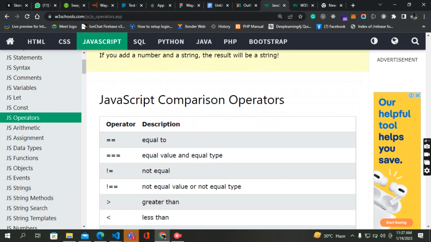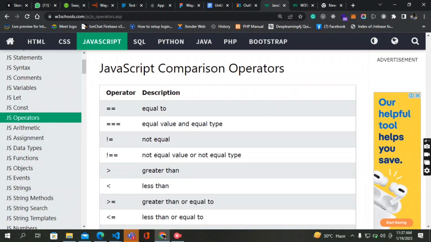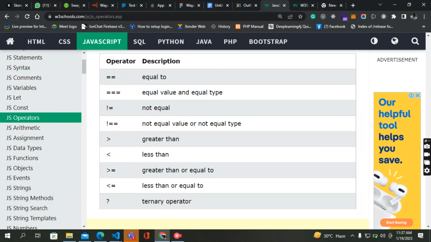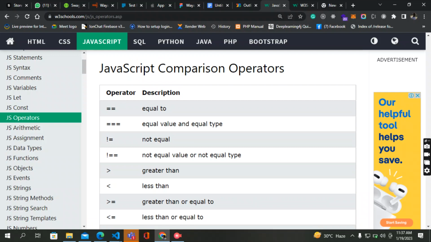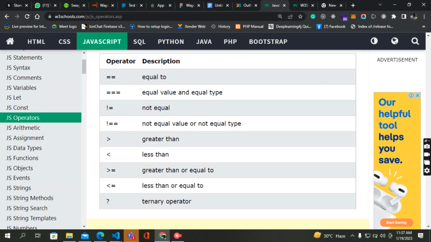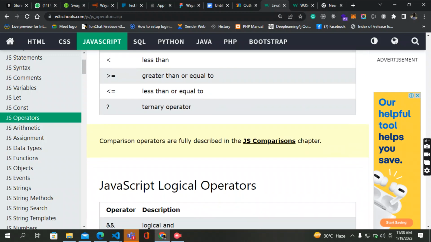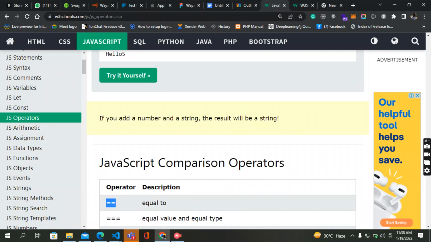The second to the last kind of operator that we have here is the JavaScript comparison operators: equals, not equal, greater than, less than, greater than or equal, less than or equal, and ternary. To quickly explain this, guys, you already know what this one is. It simply means that you are saying A equals B. If that is true, it returns true. If it is false, it returns false.